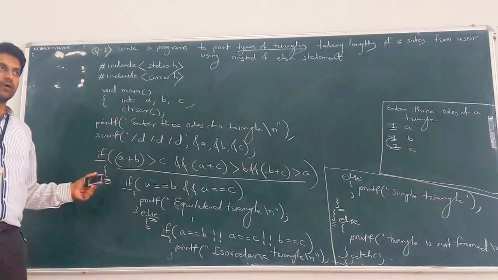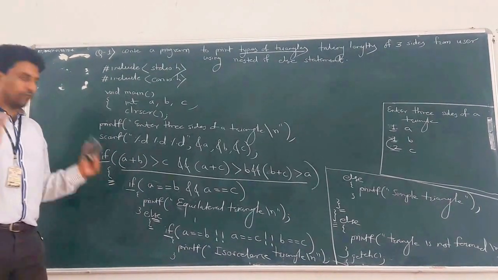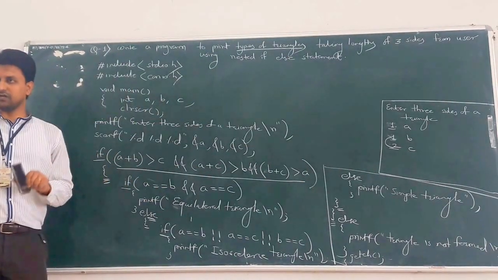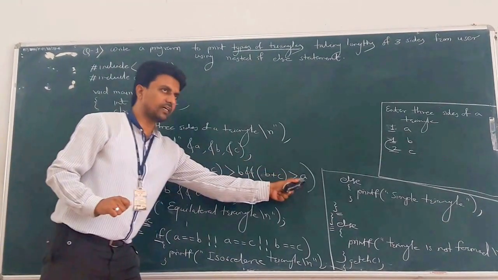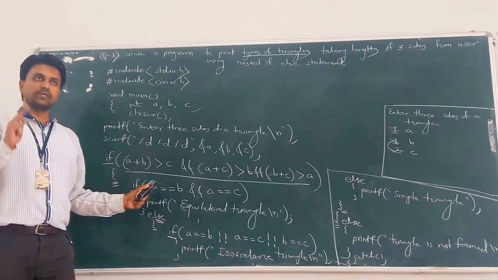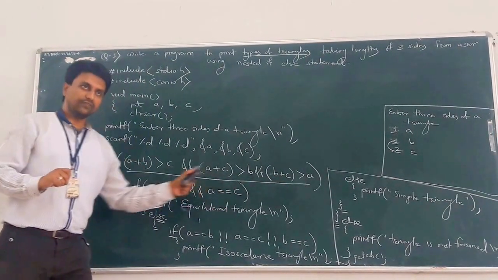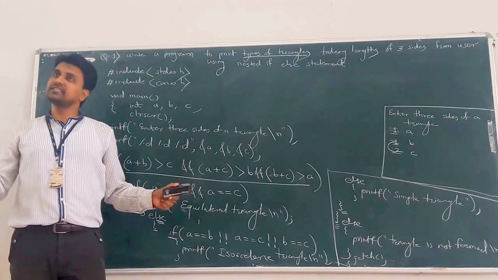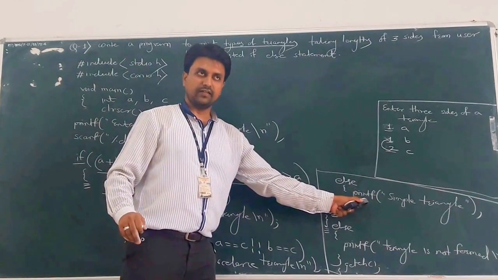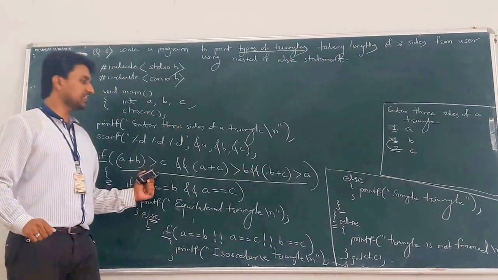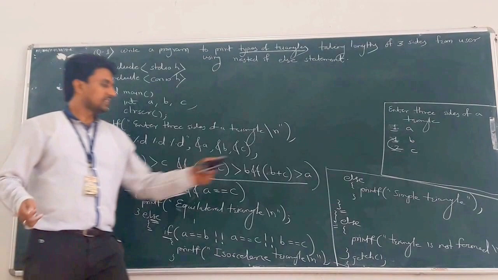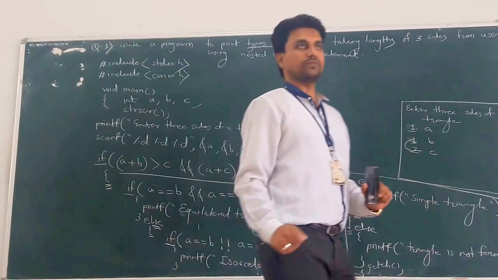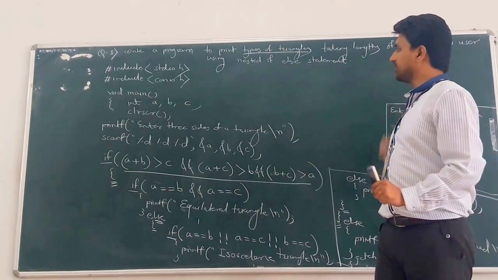Okay, so this is all about the code part. First, check whether we can form the triangle or not. If we can form the triangle, then first check whether it is an equilateral triangle or not. If it is not equilateral, then check isosceles or not. If it is not isosceles, obviously it is a simple triangle. And if the first condition is violated, that means false, then automatically the cursor goes to the else part, that is triangle is not formed, and getch, and complete your code.